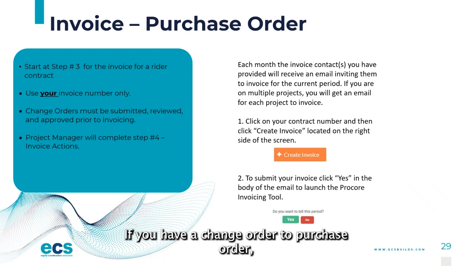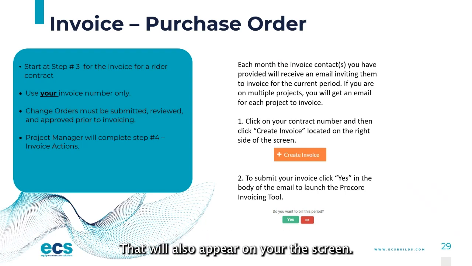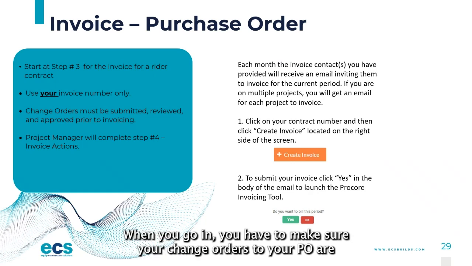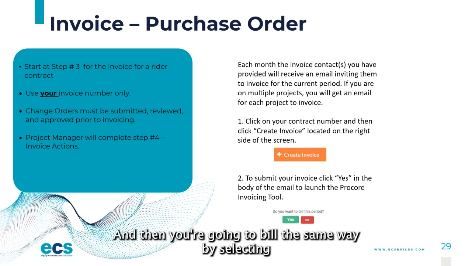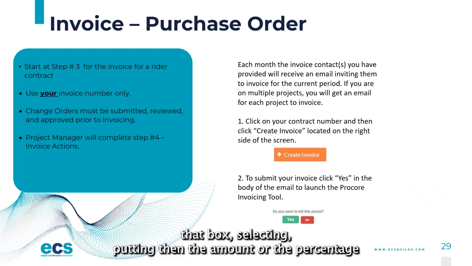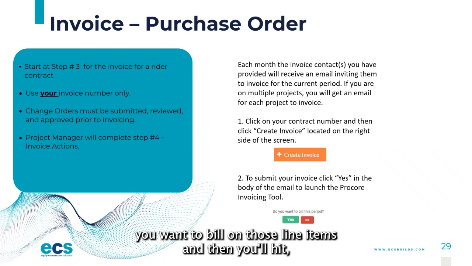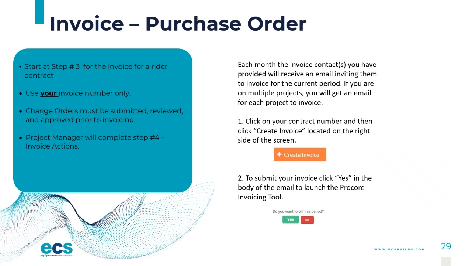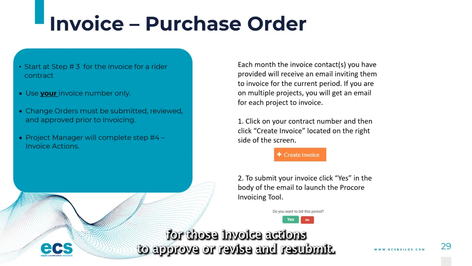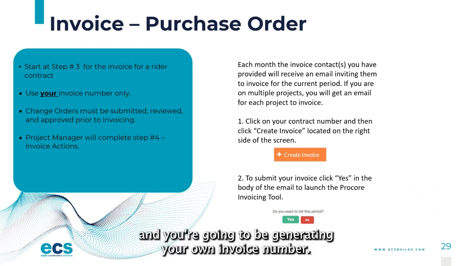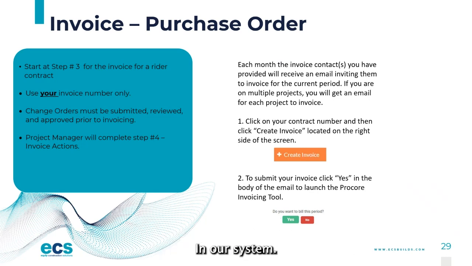If you have a change order to a purchase order, you have to make sure that that's approved. That will also appear on your screen when you go in. You have to make sure your change orders to your PO are approved before your billing cycle, and those will be there. And then you're going to bill the same way by selecting that box, putting in the amount or the percentage you want to bill on those line items. And then you'll hit submit and send, and it will go to the project managers for those invoice actions to approve or revise and resubmit. So the invoice purchase order process is very similar. They just don't have a schedule of values, and you're going to be generating your own invoice number in our system.